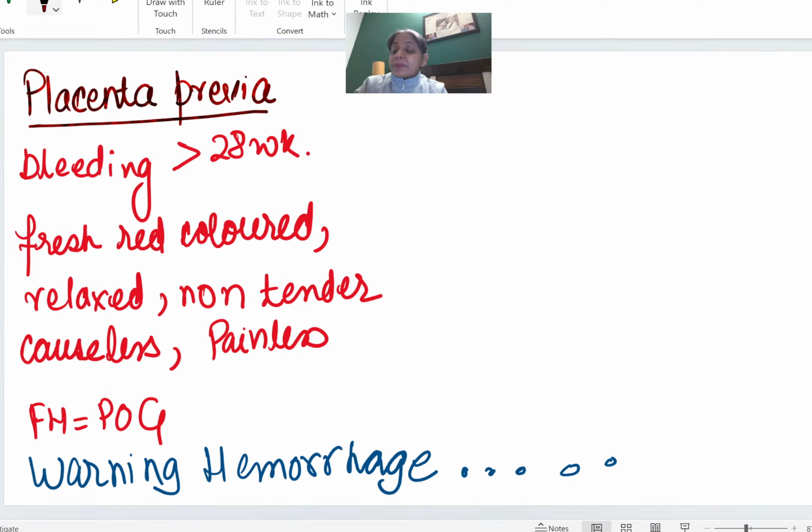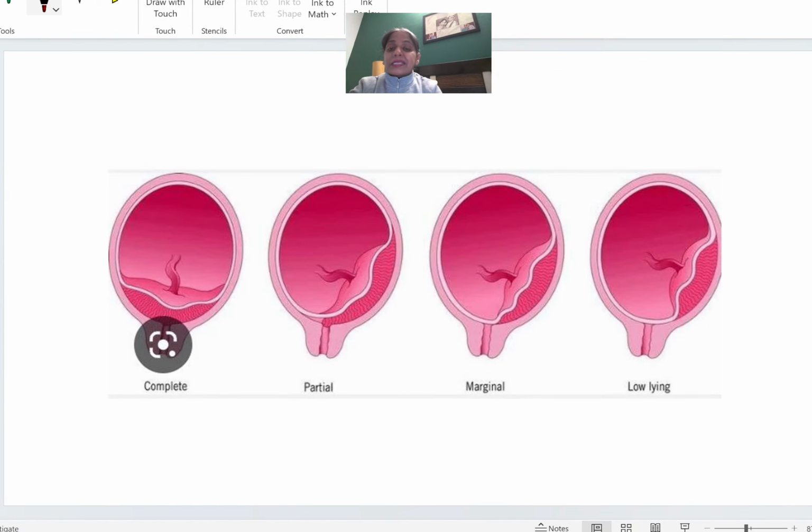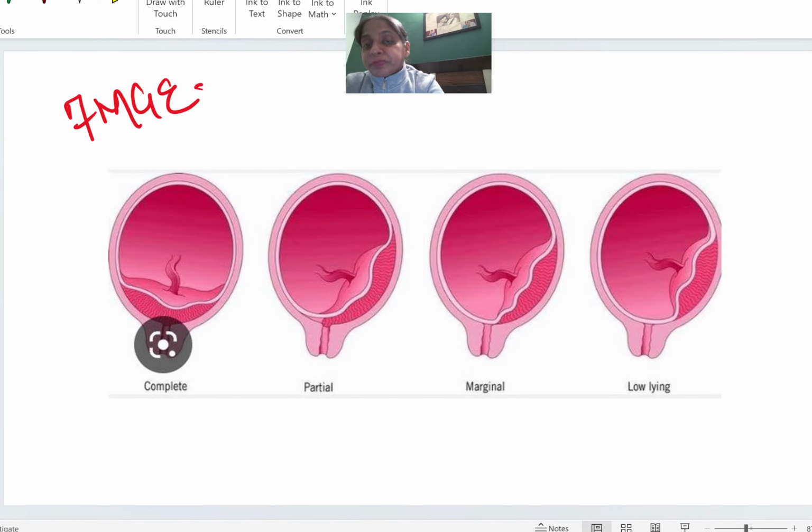Now let us discuss placenta previa. What is placenta previa? The placenta is lying in the lower segment. See, this is the classification of placenta previa. Last time in the FMG we got a question from placenta previa classification. It is quite expected this time also. Listen carefully, I am telling you much expected questions from APH.